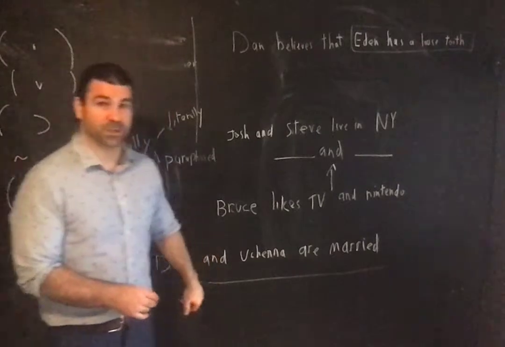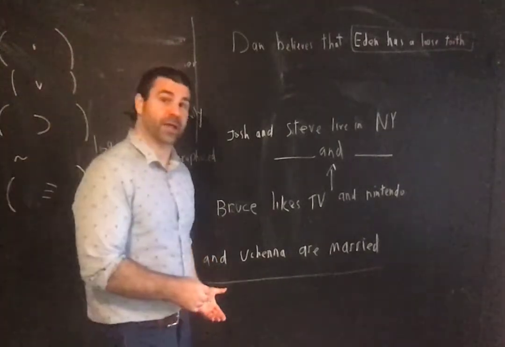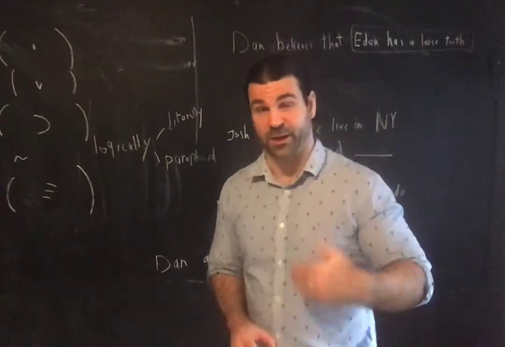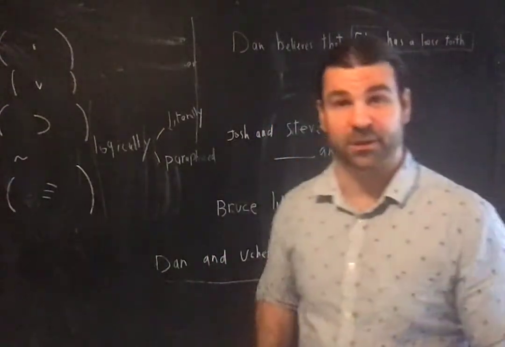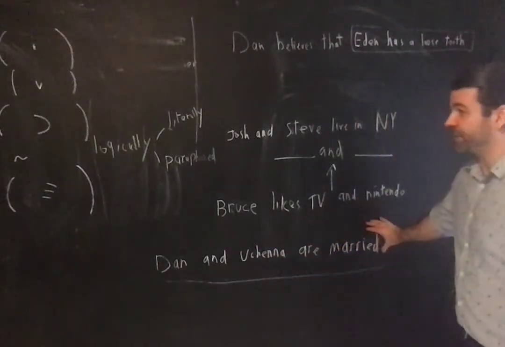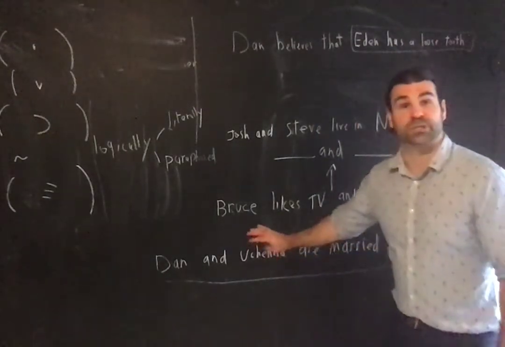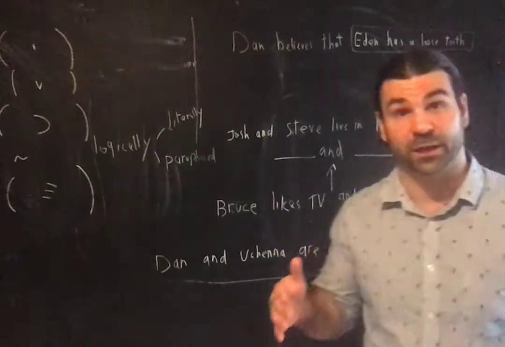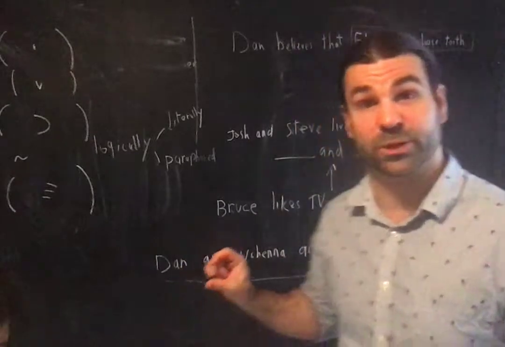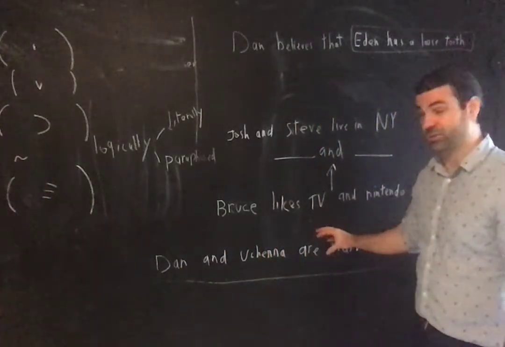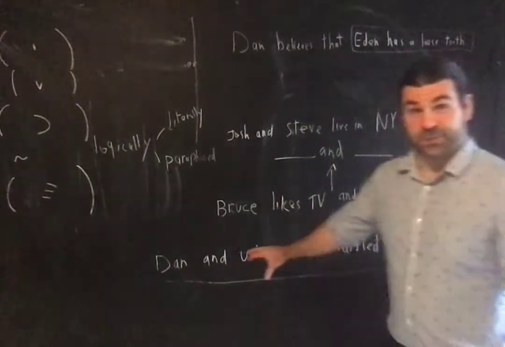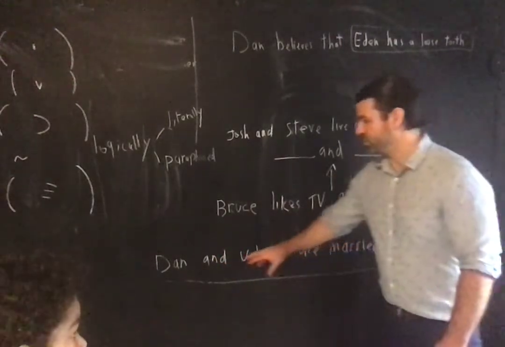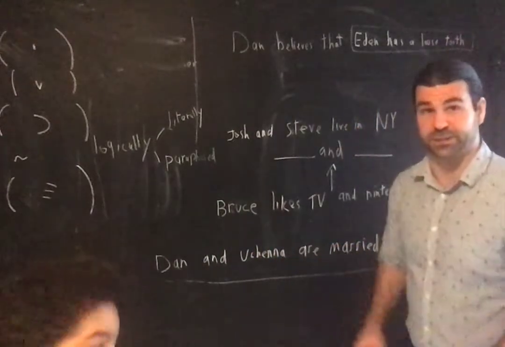And in the last one, Dan and Uchenna are married, I am asserting the relationship between her and I, that we are married to each other. This one we found is a sentence which does not logically contain another sentence as a component, which means it's not compound, which means it is simple. This sentence will be treated as a simple sentence in sentential logic. Okay? Why does it fail the test? Why is it that this doesn't logically contain other sentences as components?